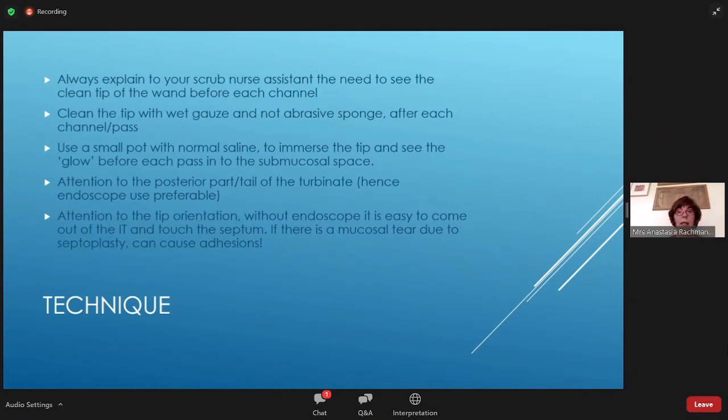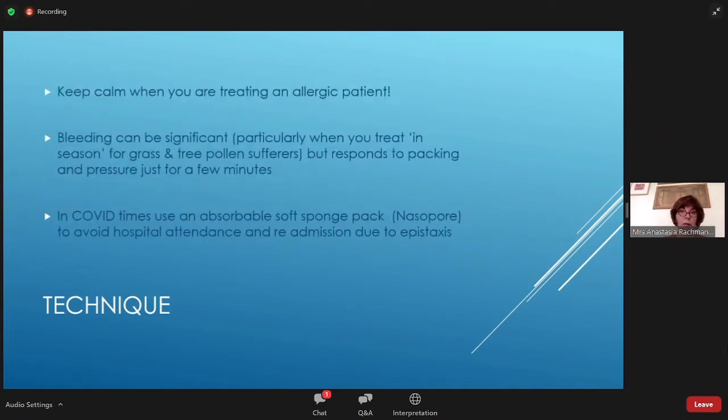And we have to give special attention to the tail of the inferior turbinate. Most of the times we have these big grape-like tails of the turbinates, and it is amazing how well they can shrink under endoscopic view using the Reflex 45 at the back. So attention to the orientation again. Try not to come out of the lining of the turbinate. Easily you might touch the septum. If you just made the septoplasty and you have a mucosal tear, you may induce adhesions.